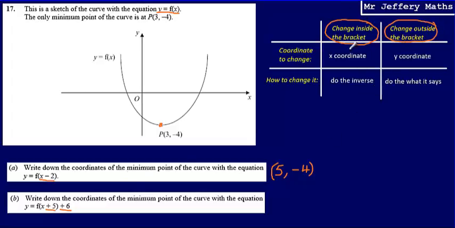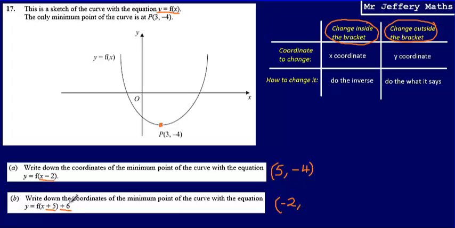So let's deal with the change inside the bracket first, this plus 5. We're going to change the x coordinate, and we're going to do the inverse. We're being told in the bracket to add 5. So that means that we're going to take our x coordinate, and we are going to do the inverse, and we're going to take away 5. So we're going to do 3 minus 5 to give us minus 2.